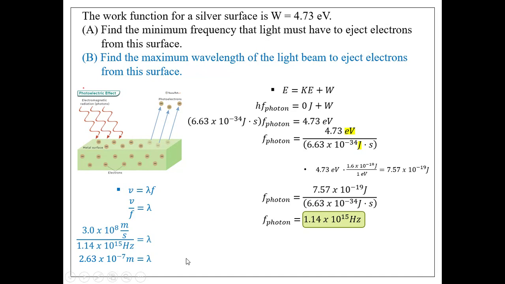You can leave it in meters or you can convert to nanometers. If you convert 2.63 times 10 to the negative 7 meters to nanometers, it'll give you a value of 263 nanometers. I'm going to highlight 263 nanometers, and that'll be your answer. And that's it for this particular video.